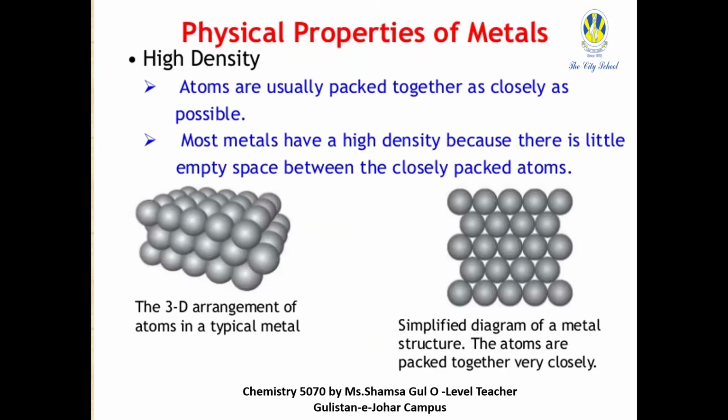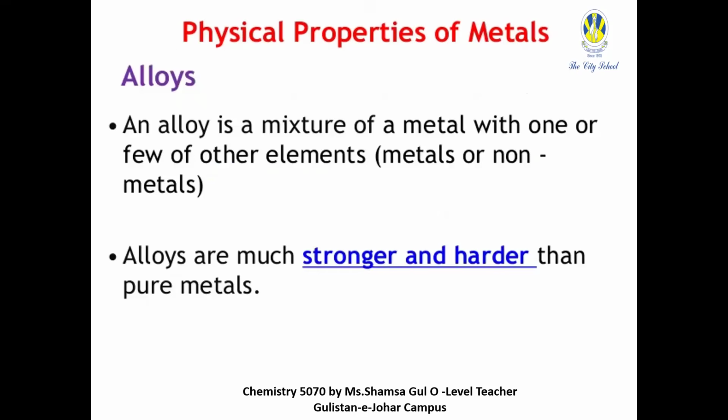Okay, it's not necessary that an alloy is always a mixture of two metals, right? One should be a metal, and the other element could be a metal or a non-metal. Usually the common error made by students is that an alloy is a mixture of metals. So an alloy is a mixture of a metal with one or few other elements. Those elements could be a metal or a non-metal.